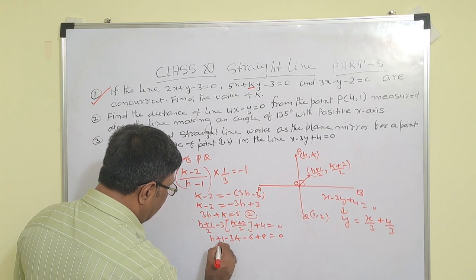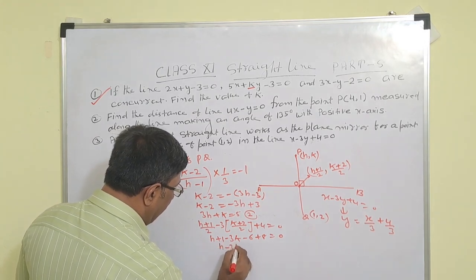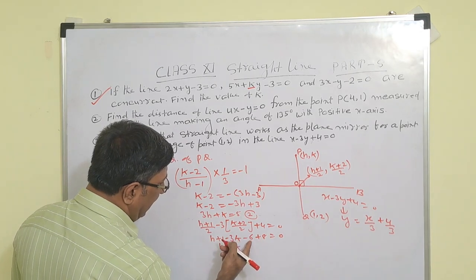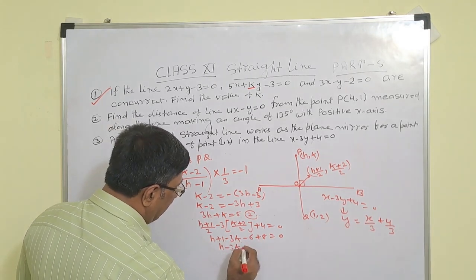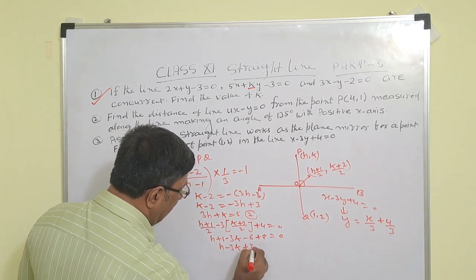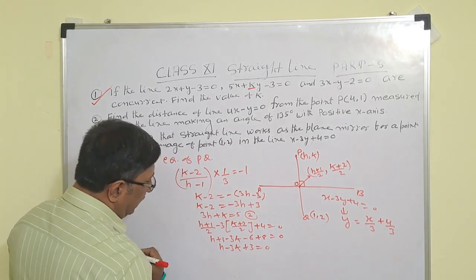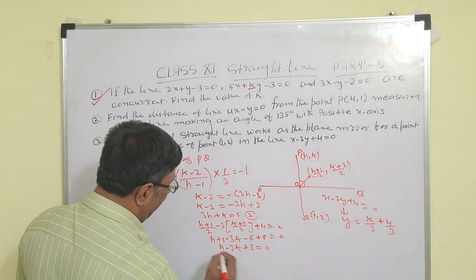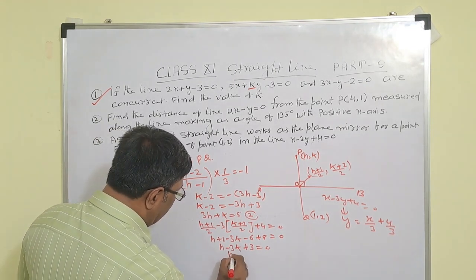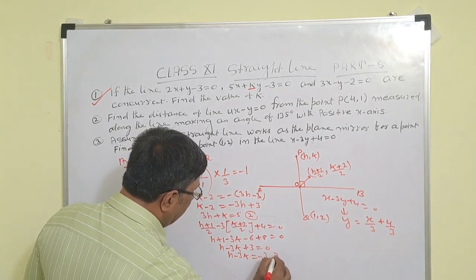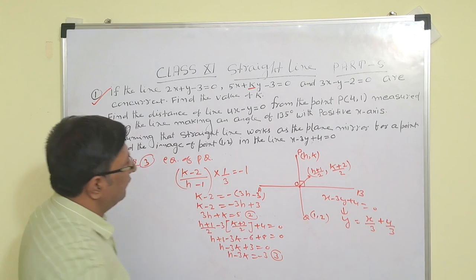So we will get h minus 3k. This is 1 plus 8, 9. 9 minus 6 is plus 3. Plus 3 equal to 0. So h minus 3k plus 3 equal to 0. So we can write this equation as h minus 3k equal to minus 3. This is the equation number 3, right?